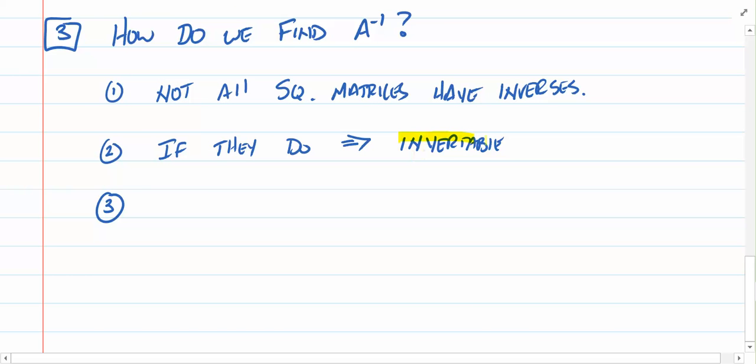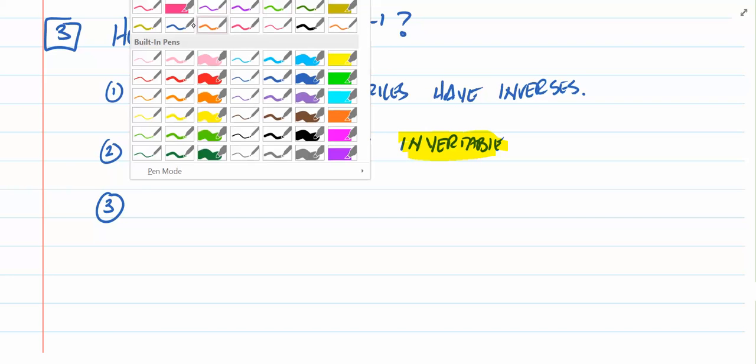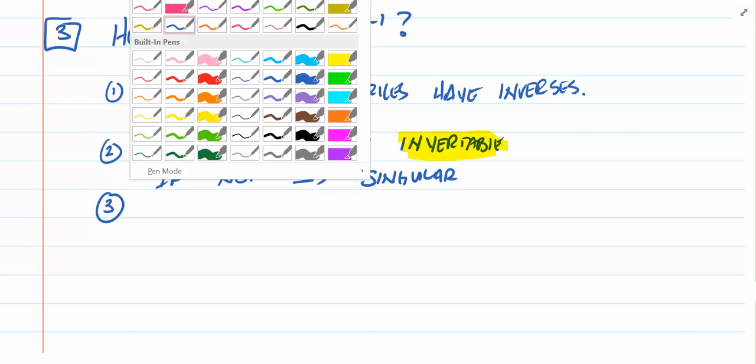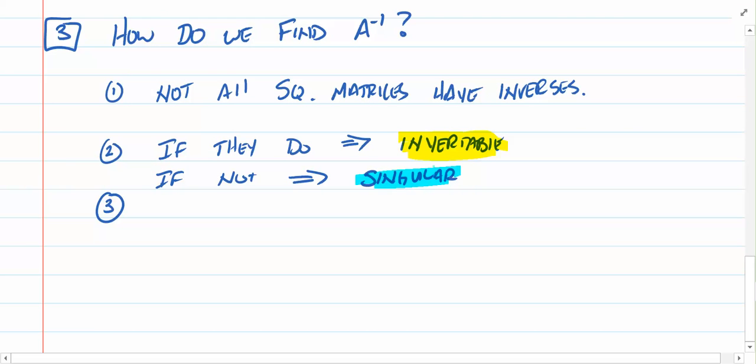So let's get some definitions down. If our matrix does have an inverse, and not all of them do, it's called an invertible matrix. Well, then you're probably asking, what if it doesn't? If not, then we call that a singular matrix. Do you guys remember the Singular Wireless Company? Yeah. What happened to them? Invertible and then singular, right? AT&T. Yeah, AT&T. So not all square matrices have inverses. If they do, they're called invertible. If they don't, they're called singular.